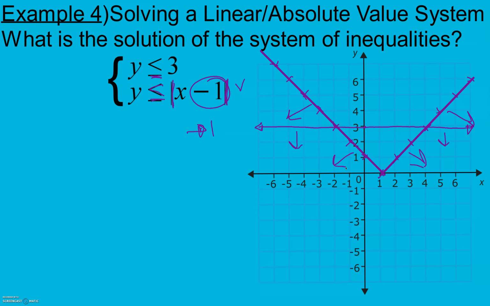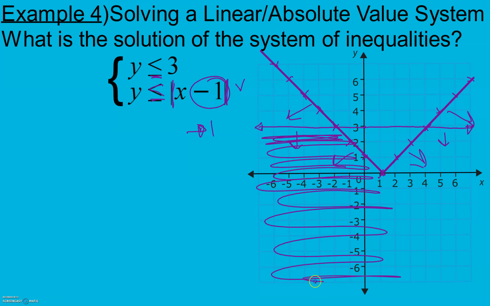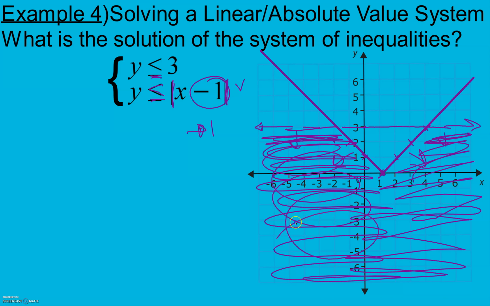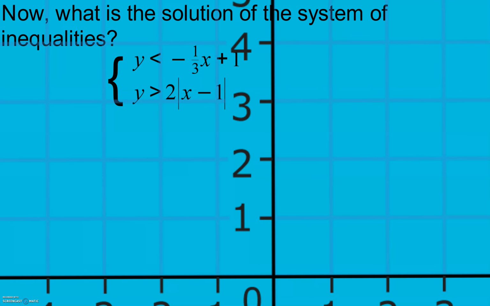The part that overlaps and works for both is everything below that absolute value and below my y line. So here is my solution. The part above, okay, everything up here, doesn't work for both equations. And remember, it has to work for both. So this right here, my shading that works for both, is my solution. We wanted below our absolute value and below our y line. Now feel free to pause here and give this a try.